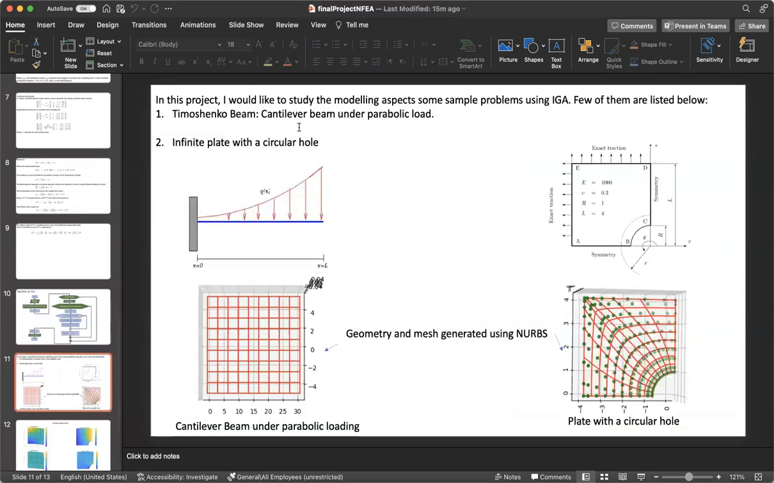The two problems that I wanted to study for this project are the Timoshenko beam, that is a cantilever beam under parabolic load, and the second is an infinite plate with a circular hole. Here we can see the boundary conditions as well as the loads on these two cases. I generated these two geometries using the NURBS shape functions and then refined them to get the mesh.